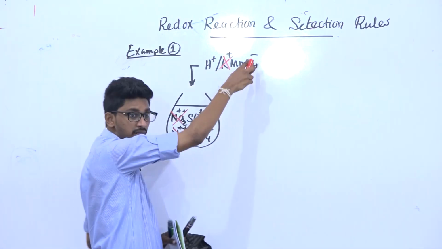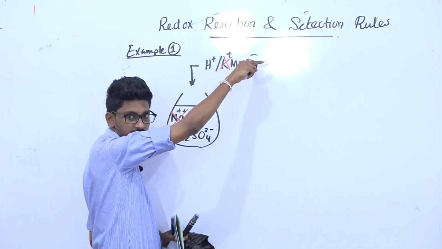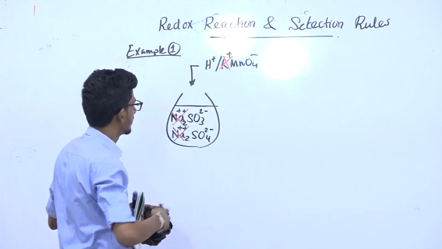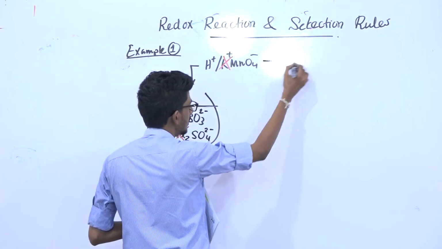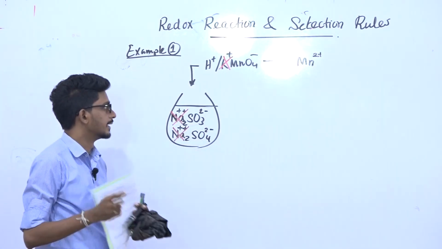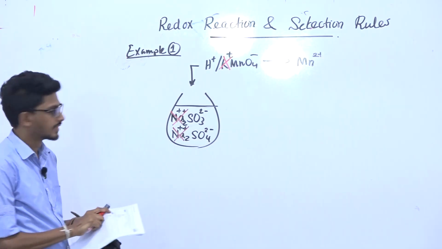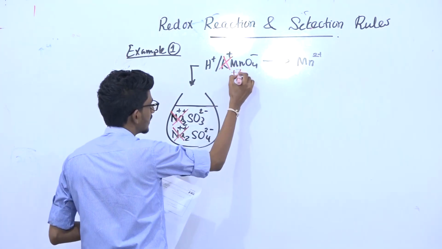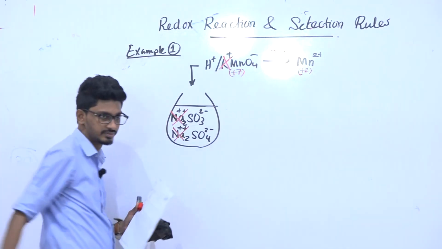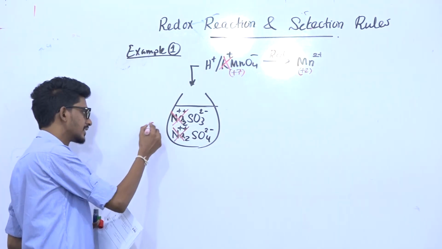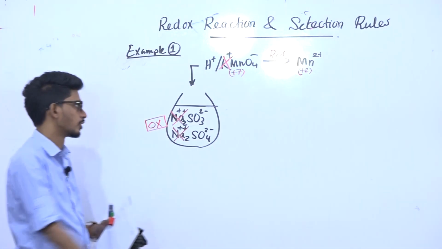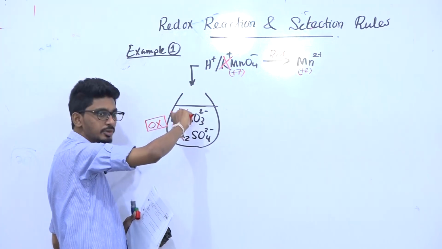First look at what happens to the species at the top. MnO4 minus in acidic medium always tends to go towards Mn2 plus. Check the oxidation states. This is plus 7, this is plus 2. That means it's a reduction. That means there should be oxidation at the flask. Only oxidation is possible at the flask, no reductions, as this species is reducing.